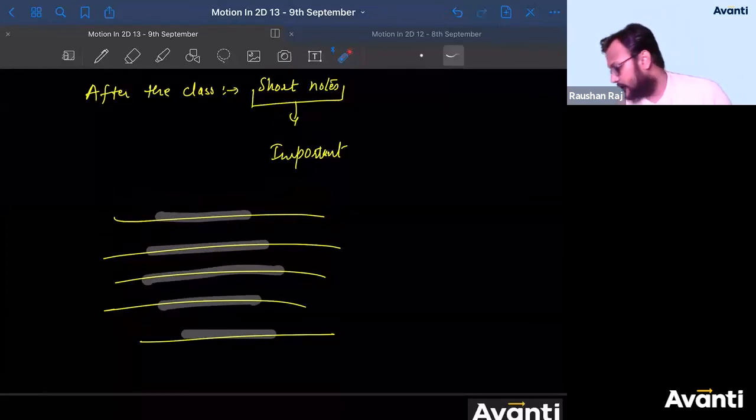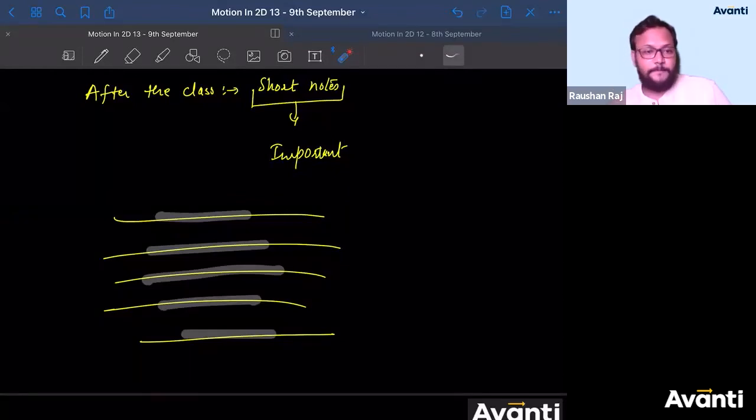Guys, any other query that you want to know about how to make short notes? See, the main problem that you're going to face is what are the things that are important. And you have to figure it out. First, the source is what? Teacher's advice. Second source is teacher's notes. Third source is syllabus of the examination. So these are the three sources that you have to follow.